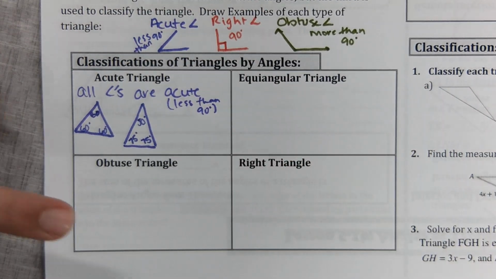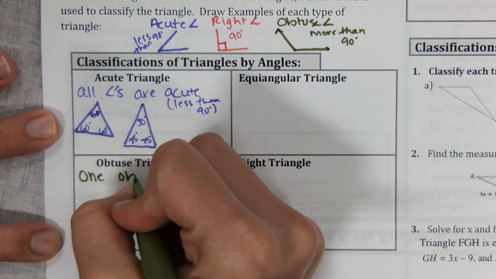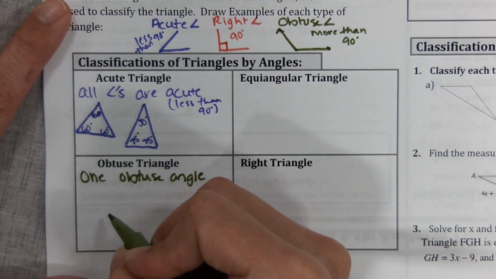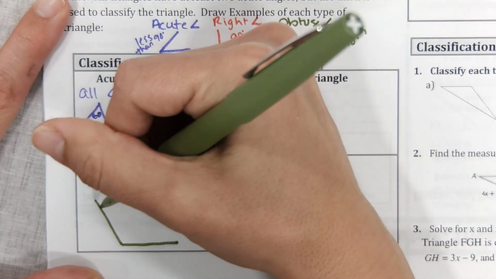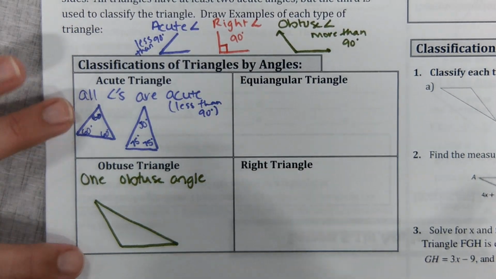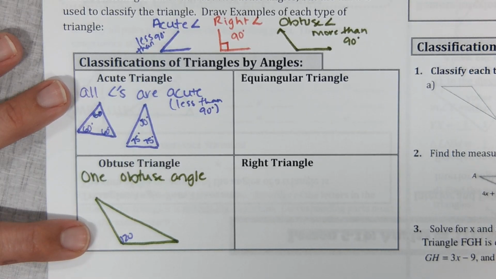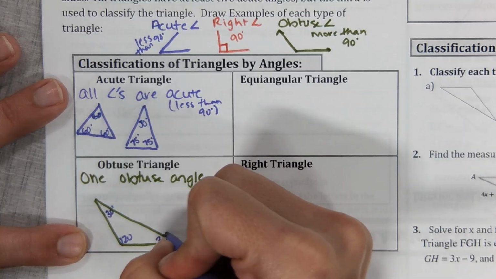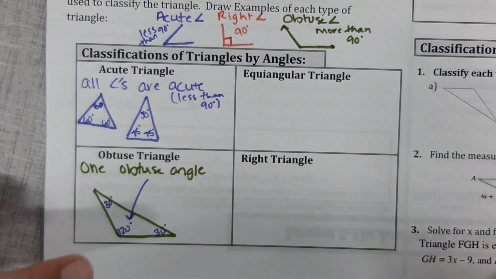Then an obtuse triangle would have one obtuse angle. It can only have one because if it had more than one, the sides wouldn't connect. So an obtuse angle like this, and then connect this here. Maybe this angle is like 120, and then 30, and then 30. So it has one obtuse angle right here, and then two acute angles.